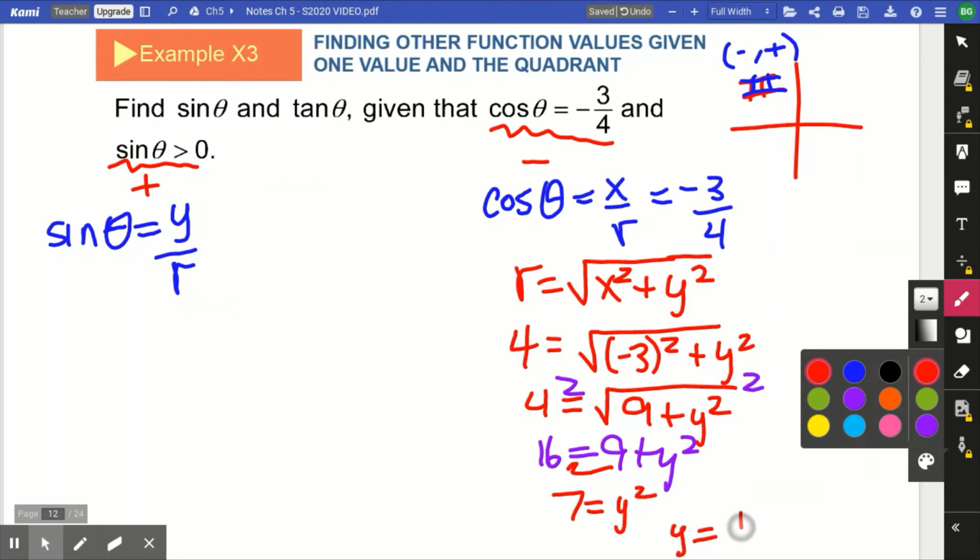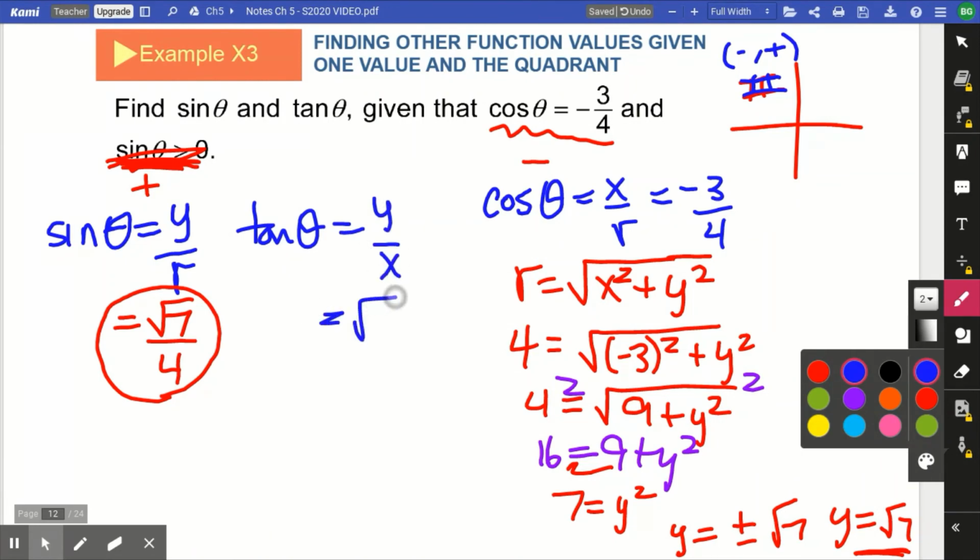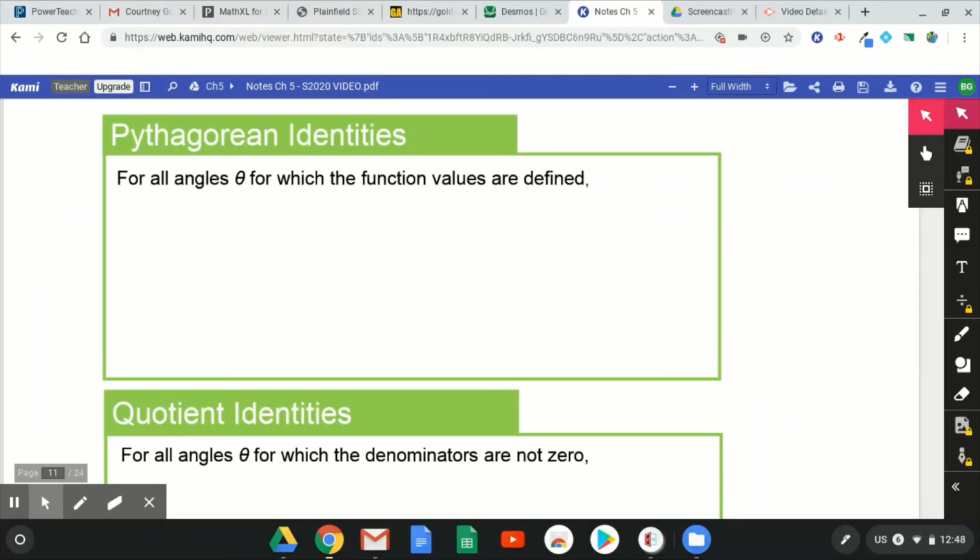Okay, but don't forget, over here, we said that sine theta was supposed to be positive, right? So make sure you use the positive value, y equals square root of 7. So then sine theta is going to be the square root of 7 over our r value, which was 4. Tangent theta, we know tangent theta is y over x. So that's going to be square root of 7 over our x value was -3. So negative square root of 7.